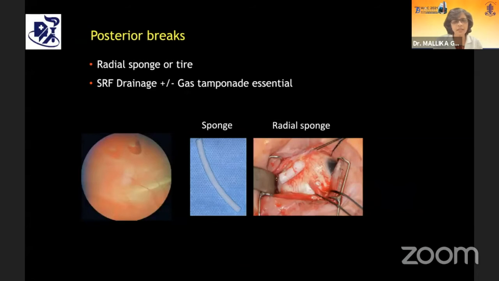Now, these are other unfavorable situations. You can have large posterior tears, which are not amenable to regular buckles. But if you're pressed to the wall and you have to do it, then you can do a radial sponge under these posterior tears. You might put 2 sponges if there are 2 separate tears.